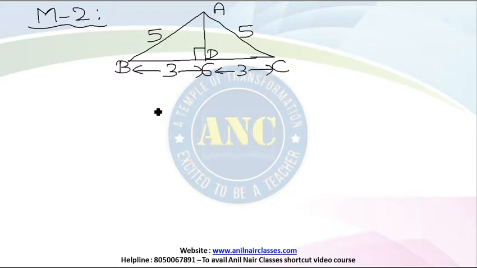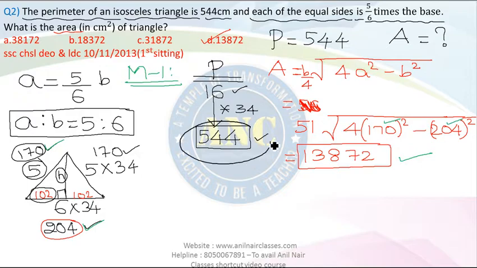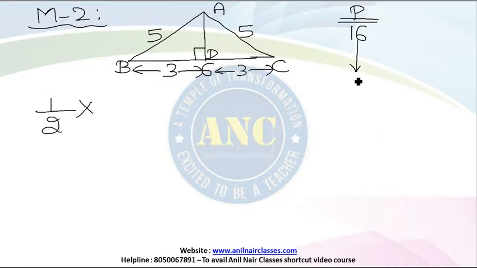Now see here, first of all they are asking you to find the area of this triangle. Forget about multiplying by 34. According to my assumption the perimeter is 5 plus 5 plus 6, 16, but according to the question it is given as 544. So 16 should become 544, multiply by 34. But here let us see what will be the area. Forget about multiplying 5 by 34 and 6 by 34, that we did already in method 1.